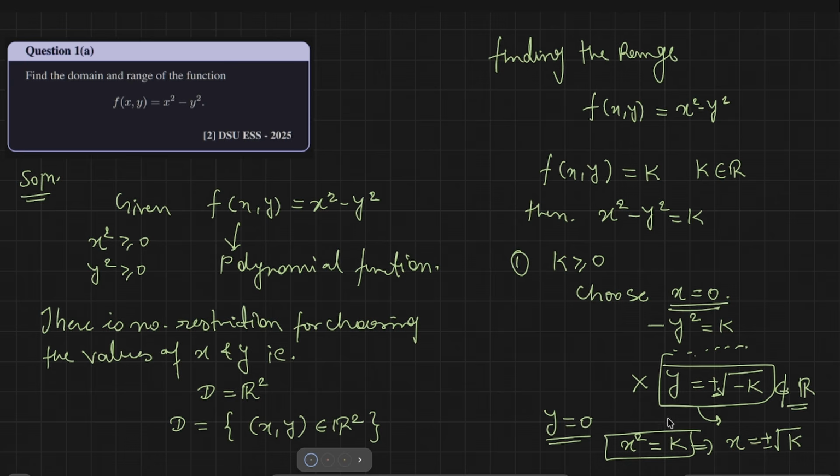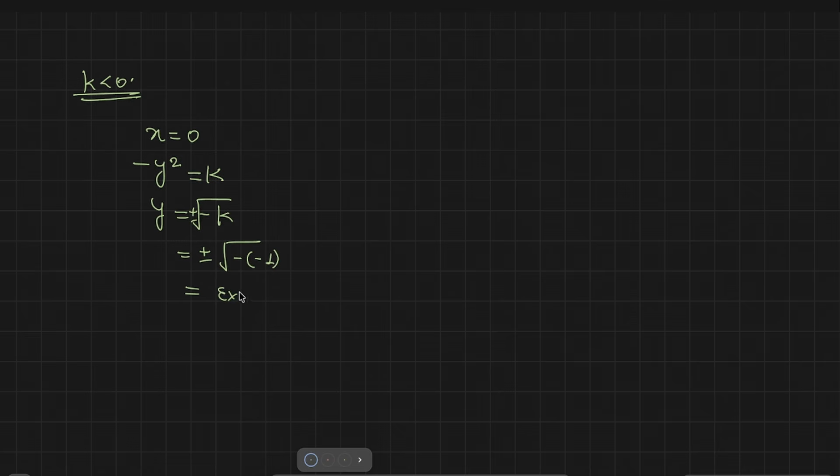But let's take k negative. So if k is negative, then if I take x equals 0, I get minus y square equals k, it means y square is minus k, because my k is negative. Okay, so it will be basically plus or minus of something. Let's say k is minus 1, then it will exist.